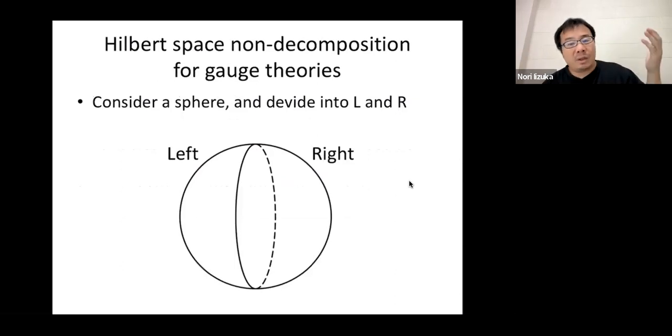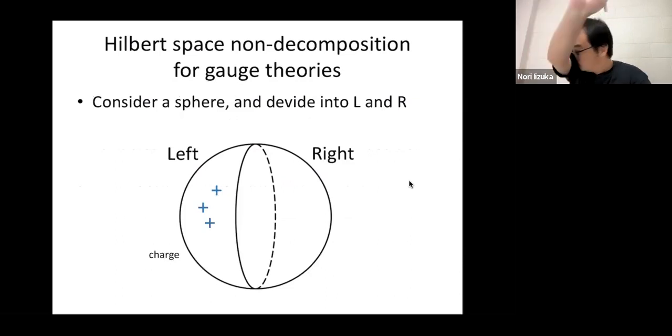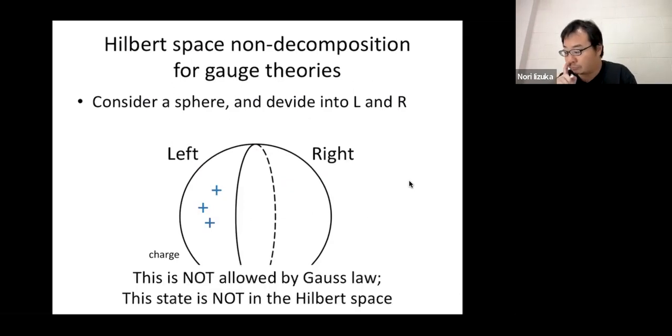Now let's consider what Hilbert space is allowed. Because space is compact, Gauss law imposes total charge to be zero. So suppose you put several charges in the left region. Is this allowed in the Hilbert space? Obviously no, because total charge is +3 in this example. So this is not allowed in gauge theory. The state is not in the Hilbert space.